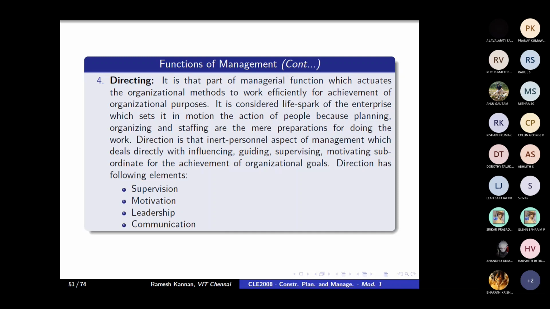Among the five, directing plays a huge role, and this is also known as commanding or leading. In some textbooks you can have different names, but directing, commanding and leading almost all represent the same. How do you make sure that you do the particular task in a particular manner? We planned, we organized, we put the right people for the right job, and if you leave it like that, thinking that the project or process will be done by the three functions of management, this is wrong. So we need to really guide them, motivate them.